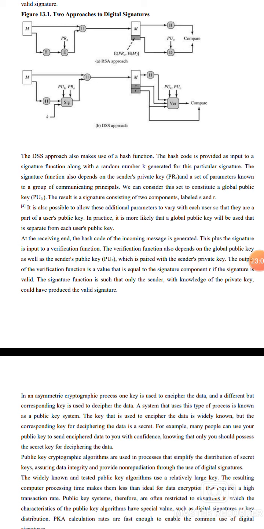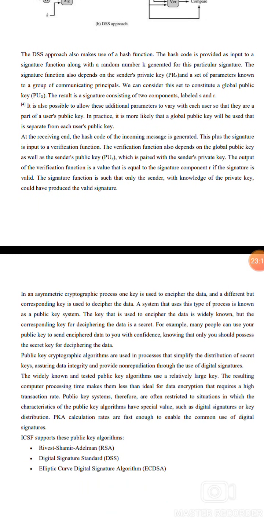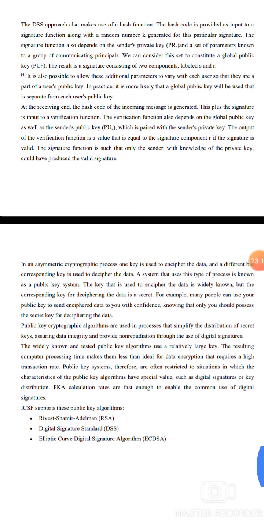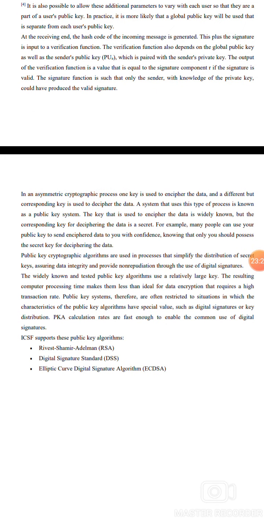The DSS approach also makes use of a hash function. The hash code is provided as input to the signature function along with a random number, generating the particular signature. The result of the signature consists of two components labeled S and R. Next, the signature function is such that only the sender, with knowledge of the private key, could produce a valid signature.